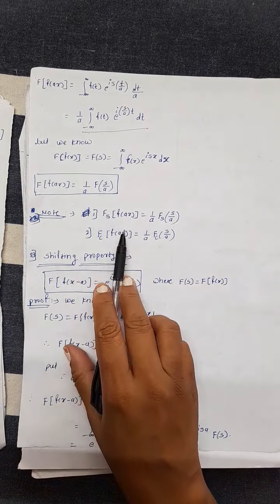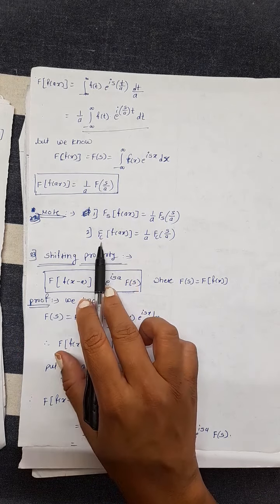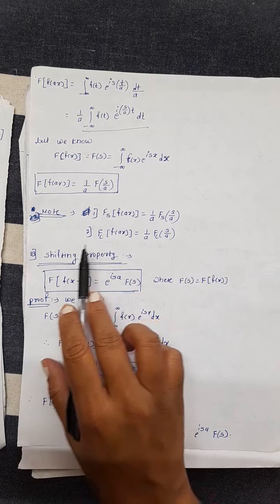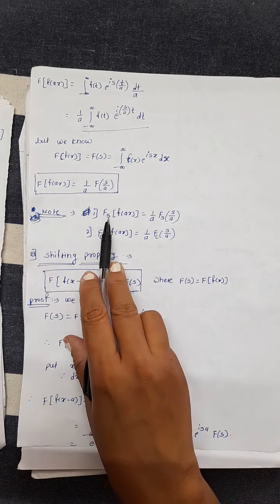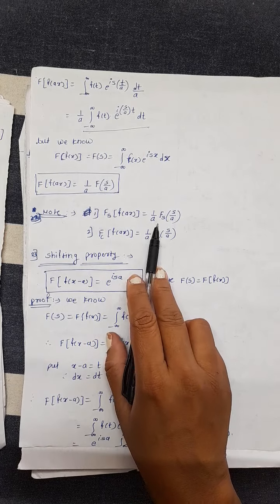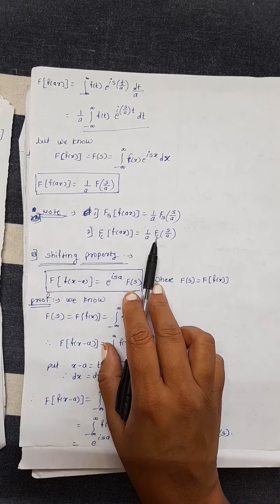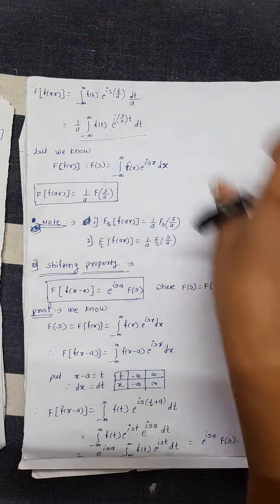Now note, this is the note. This is same as for Fourier sine and Fourier cosine transform. Just replace the suffix here by s. This result is same for Fourier sine transform also, and this result is same for Fourier cosine transform also. Okay, now let us see the next property.